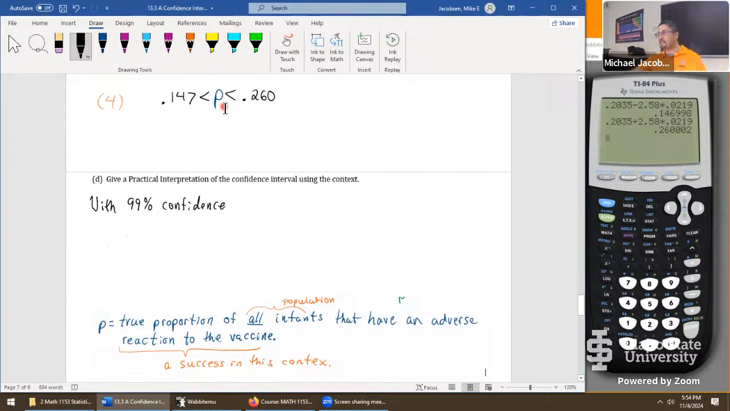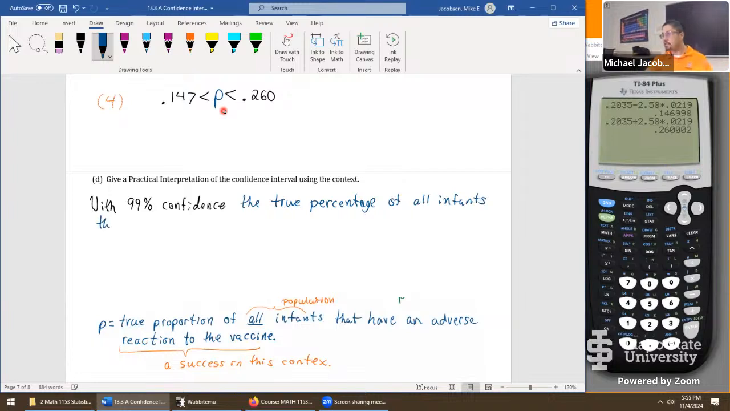Now, the moment we said that, we're just going to interpret the statement here by the red dot. We start in the middle and read out what P is. So with 99% confidence, the true proportion, let me control Z that for a moment. There's nothing wrong with a proportion, but the better interpretation is when we turn these into percents. So I'll say their true percentage of all infants that have an adverse reaction to this vaccine.